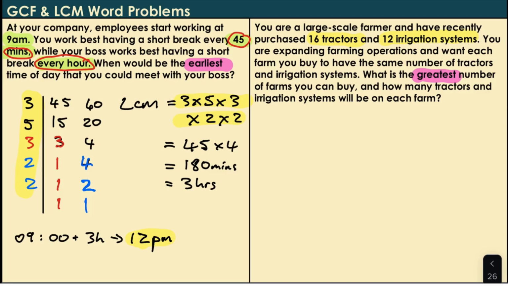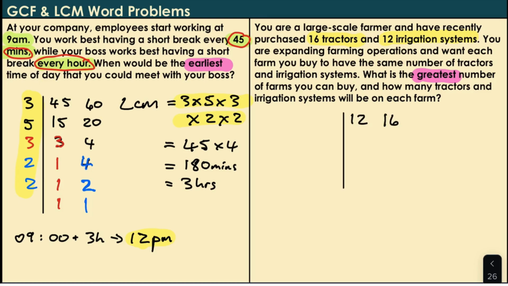So again, we have a big clue, a word clue, greatest. So we think greatest common factor. Additionally, think about the number of farms. Will the number of farms be less than 12? More than 16? Well, of course, the farms will be less than 12. And because the farms will be less than 12, we know we are looking for the greatest common factor.